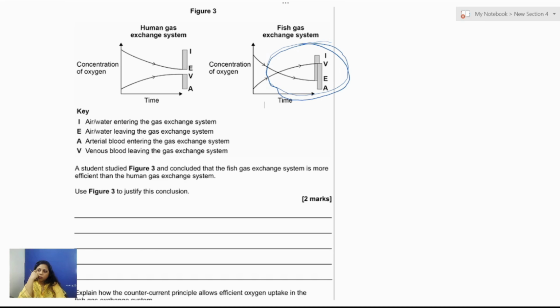Difference in concentration of oxygen. That makes it easier to remove oxygen, or that it makes, sorry, not remove. Yes, remove. It would be remove.